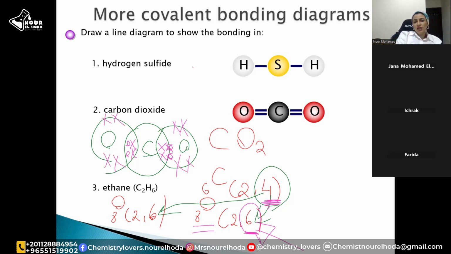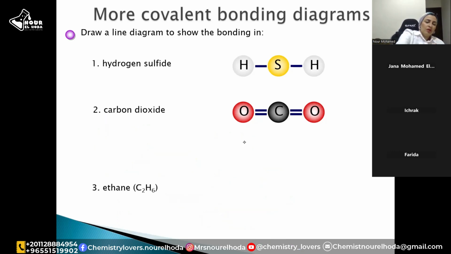Even if you want to check, let's count. If you want to check: 1, 2, 3, 4, 5, 6, 7, 8. So every oxygen has 8 electrons in the outer shell. So it is stable.